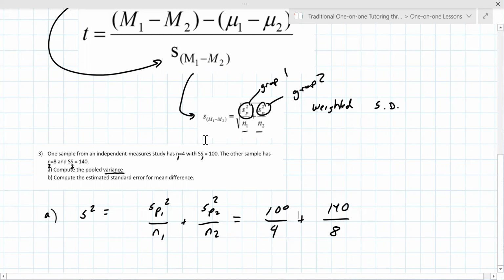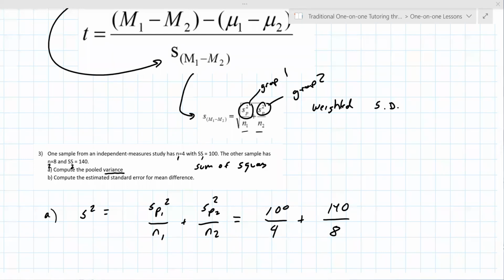Am I squaring those SS's? Oh, I'm sorry, these are already squared. When it says SS, that means sum of squares, and you already have it there, so you do not have to square. Good thing to ask, because it would change the answer significantly.